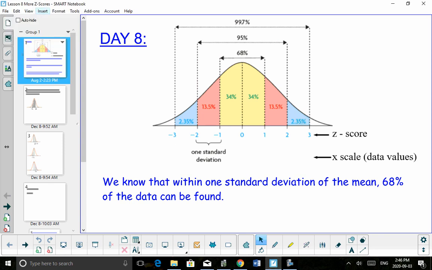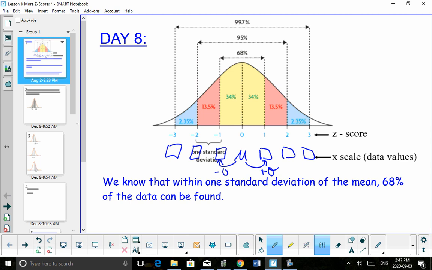Okay, today we are going to talk about using our calculator to find the area or the percentages underneath the normal distribution or the bell curve. So we have talked about going from an X scale to a Z score. Remember with the X scale, you just put the mean here, and then to figure out the numbers here, you just add on the amount for the standard deviation. And then to go this way, you minus the amounts of the standard deviation.